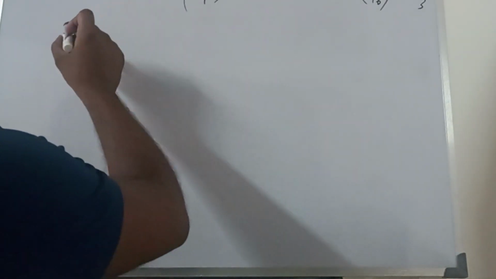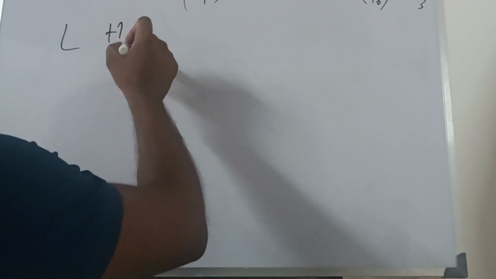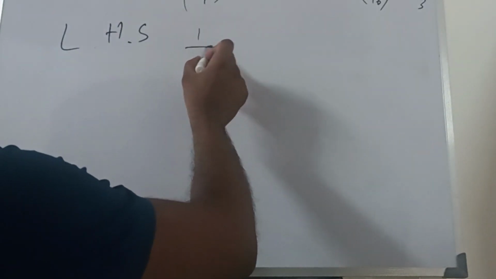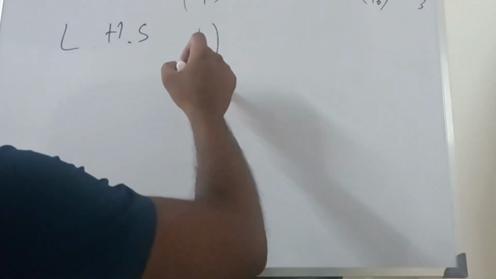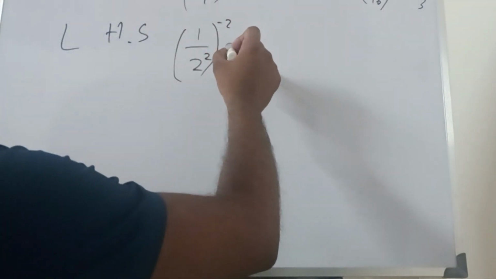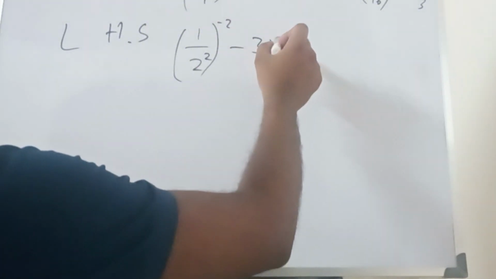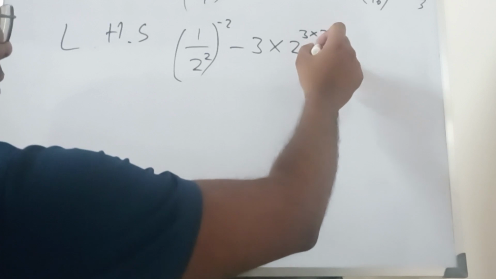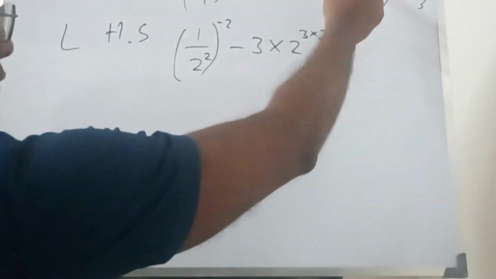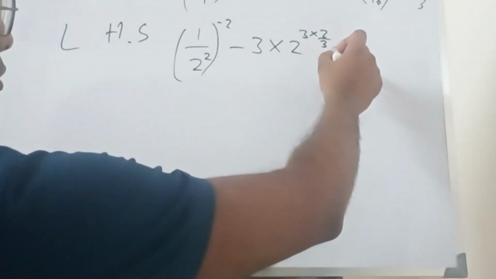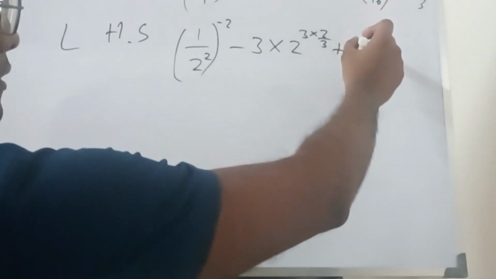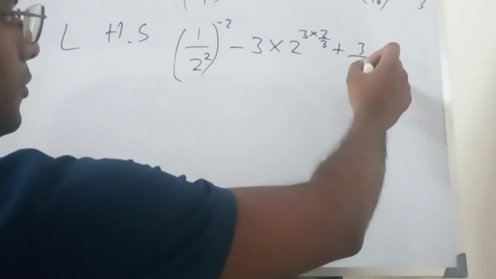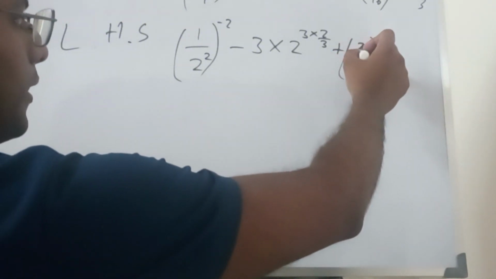Okay, for this sum, the LHS will be, this 4 can be written as 2 square. So 1 over 2 square raised to the power minus 2, minus 3 into this 8 can be written as 2 cubed. So 2 cubed into 2 by 3. This 4 to the power 0 is 1, so no need to write. 9, that is 3 by 4. This entire thing gets squared up.